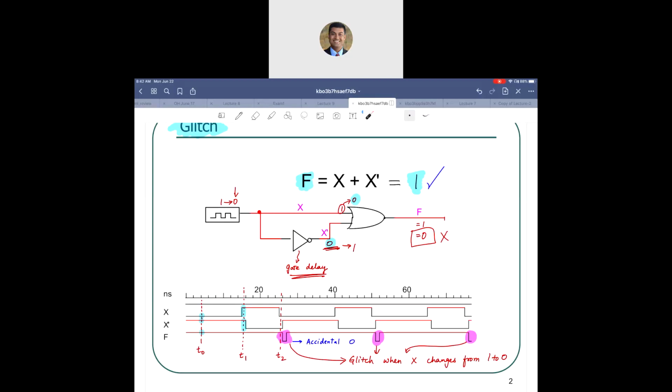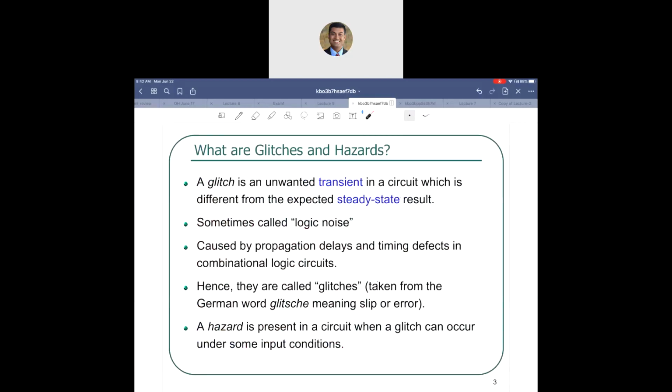Okay, let's continue. So let's talk about a glitch in a slightly more formal way. A glitch is an unwanted transient in a circuit. In the previous example, the unwanted transient was the accidental 0. So that's a glitch. So it only happens in the transient, right? It is only caused due to the input x changing from 1 to 0, as we saw earlier.